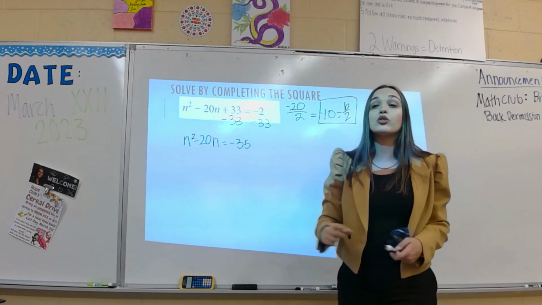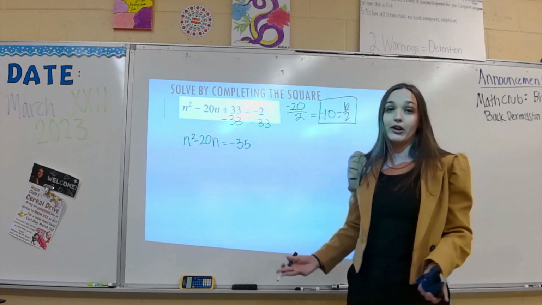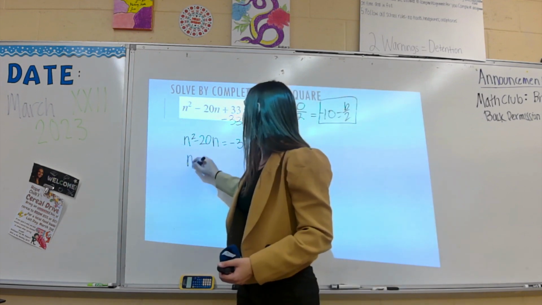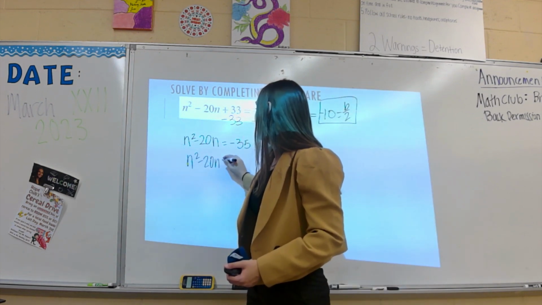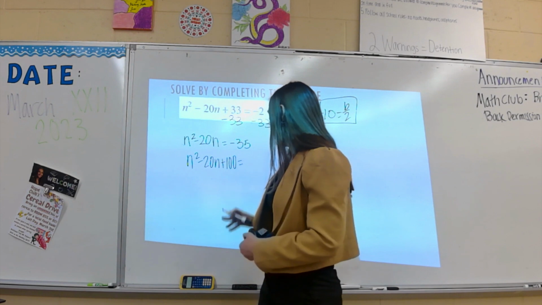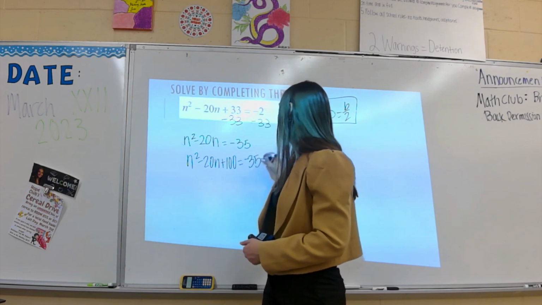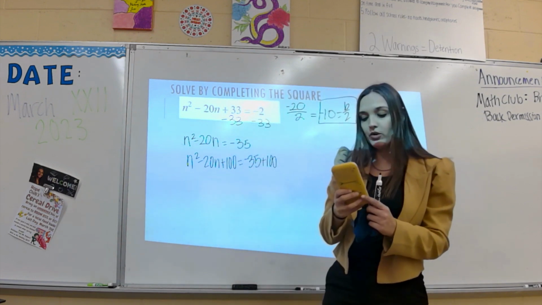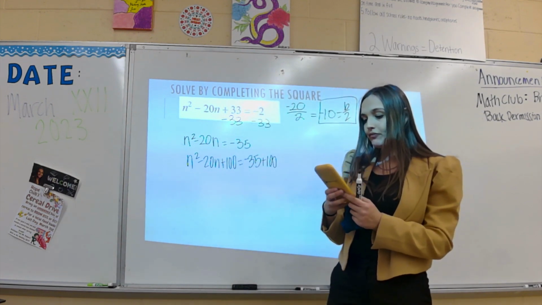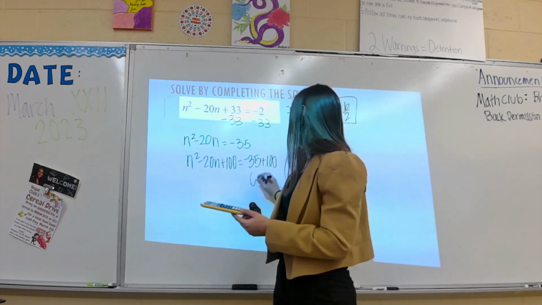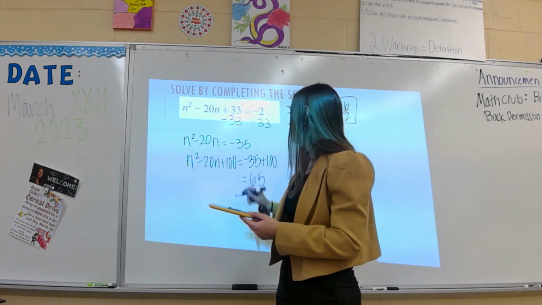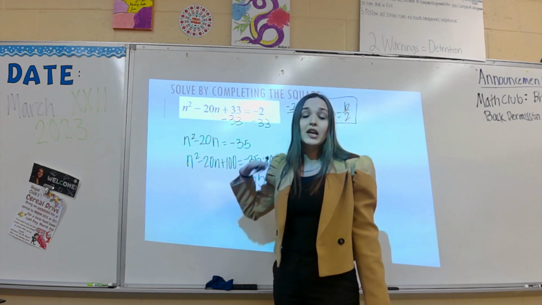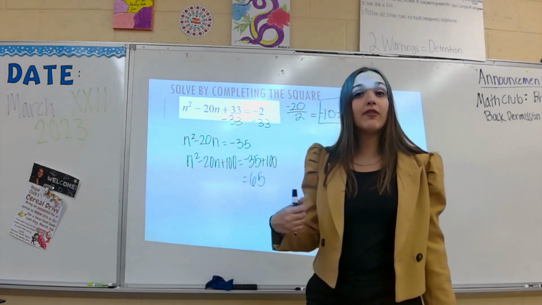So I took my b divided by 2. Our next step is to square it. So we have negative 10 squared. Negative 10 times negative 10 is 100. So this becomes n squared minus 20n plus 100 equals negative 35 plus 100. I'm going to put this in my calculator just so we know I'm 100% correct. And this side becomes 65. So now we have a perfect square trinomial on that left-hand side, and we want to be able to put it in our factored form.